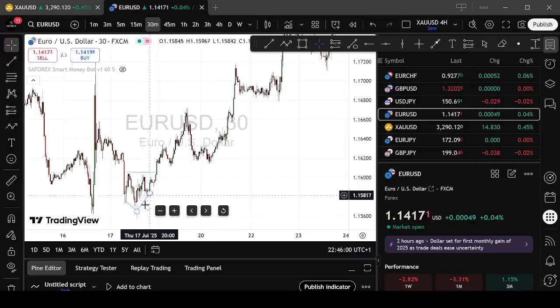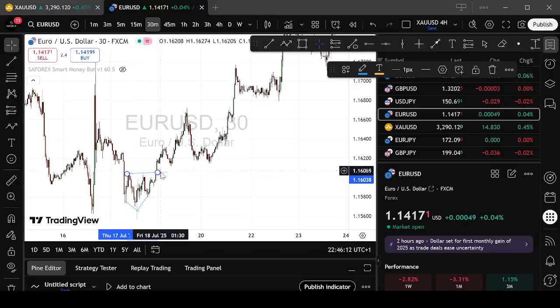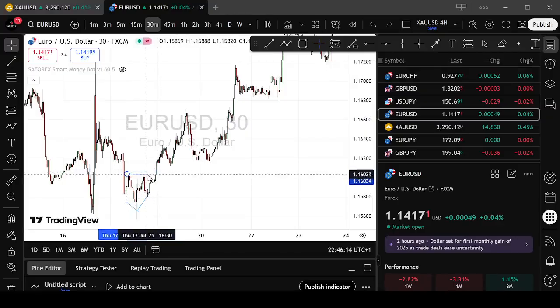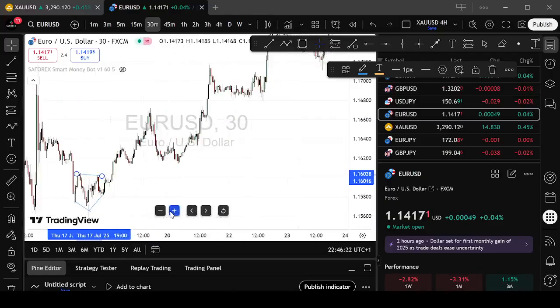So failure swing. After a failure swing, you see this change of character, right? If you take it here, because let me just use here. Okay. Now you see that price actually created what? A fair value gap. And where is the fair value gap? See this candle and this candle. You can see there's an imbalance there.